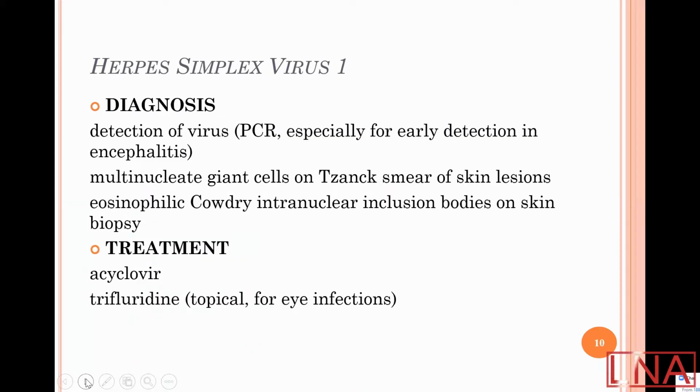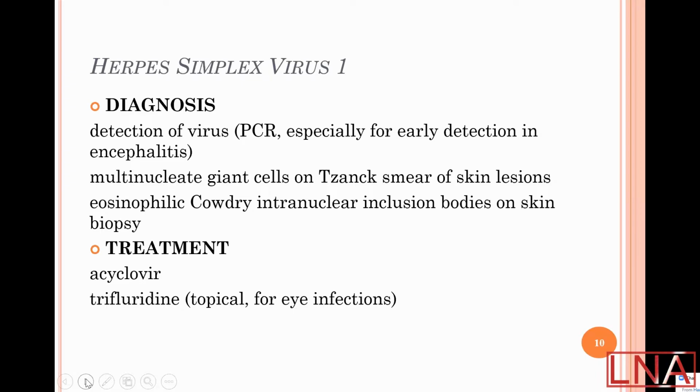So, diagnosis of herpes simplex 1 is based on detection of the virus by PCR methods, especially for early detection in encephalitis of a newborn baby. Multinucleate giant cells on a Tzanck smear of skin lesions, and eosinophilic Cowdry intranuclear inclusion bodies on the skin biopsy, can also be used and can be visible.